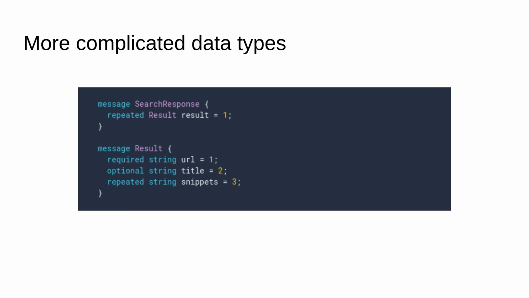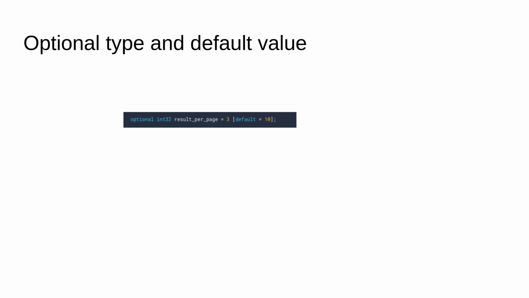So moving on, enumerations. You can also use enumerations, and that means that you can specify several values for the type that can be used.